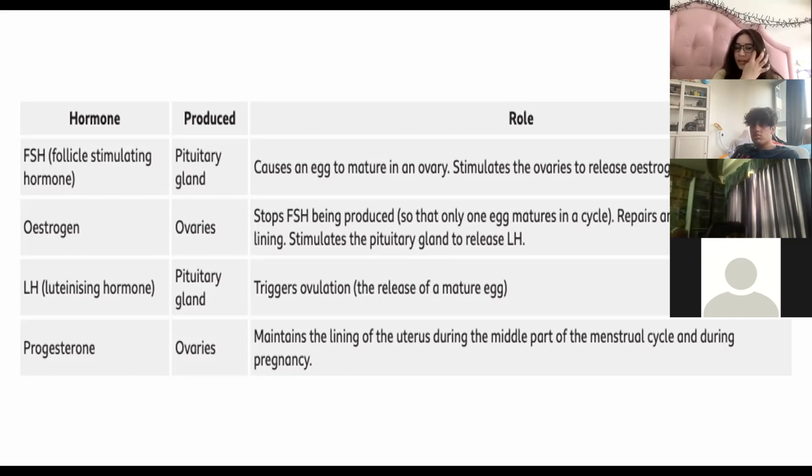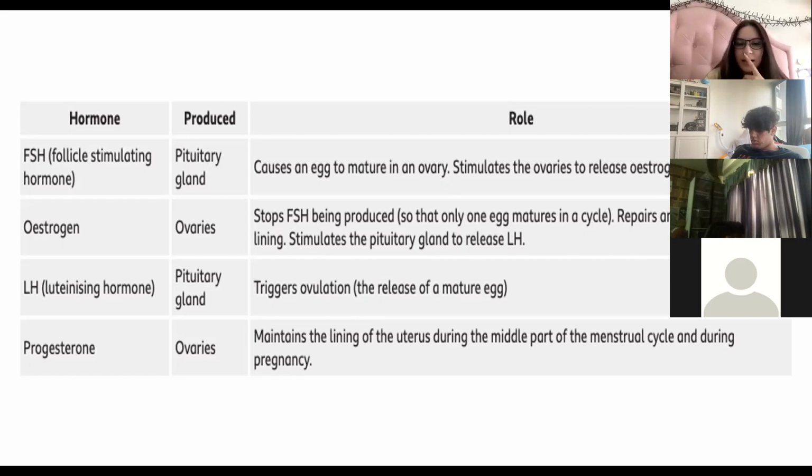Miss, can you repeat your question? Sorry, I couldn't hear. What are the 2 hormones whose source is the pituitary gland? Estrogen. No. Estrogen is from the ovaries, right? Yes. Okay, Ria.